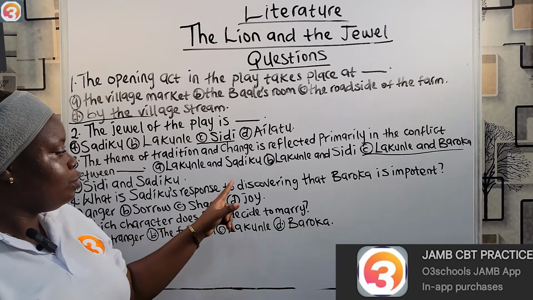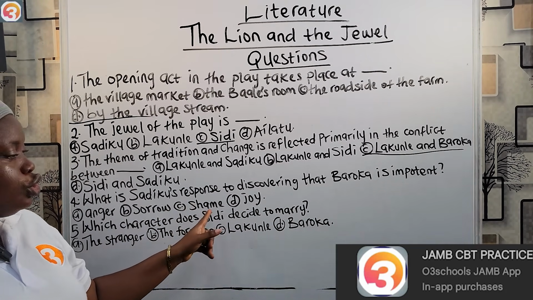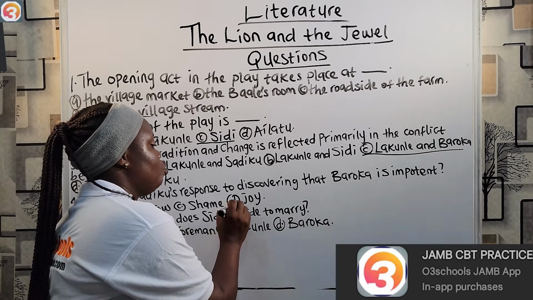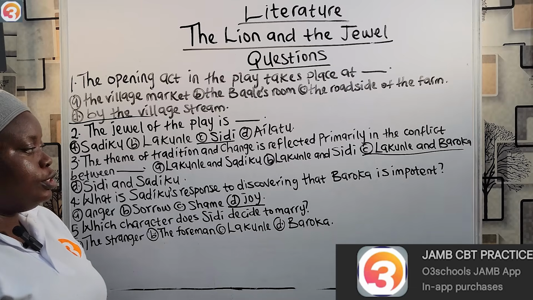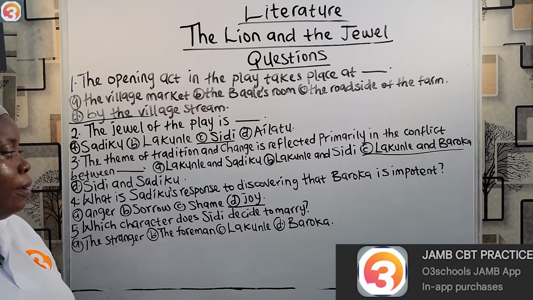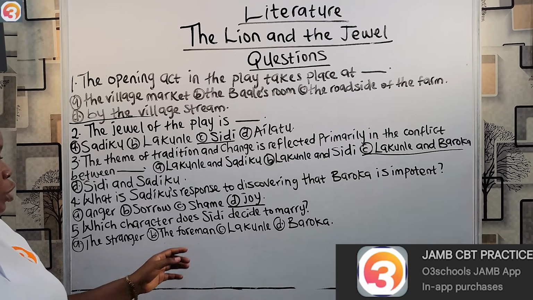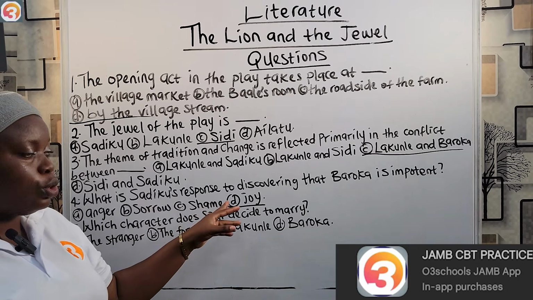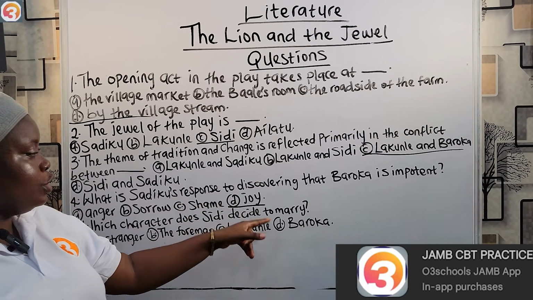What is Sadiku's response to discovering that Baroka is impotent? Anger, sorrow, shame, joy. Our answer becomes joy. Though Baroka implored her to tell no one, she still goes ahead to dance openly where people can see her and know the reason for her rejoicing. So not only did she tell it out, she was also dancing to it, like celebrating. So her response is joy.